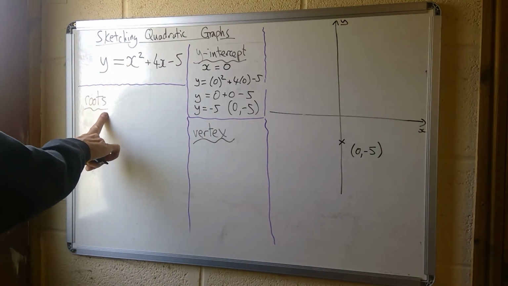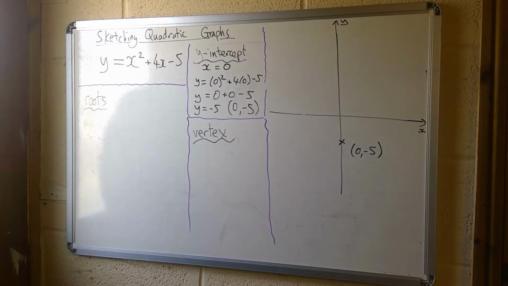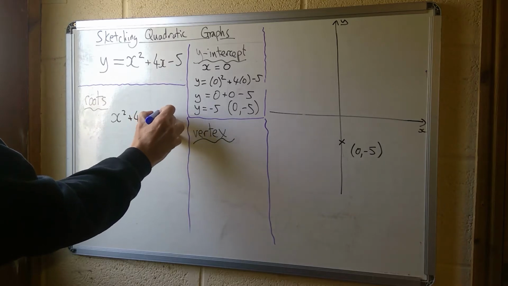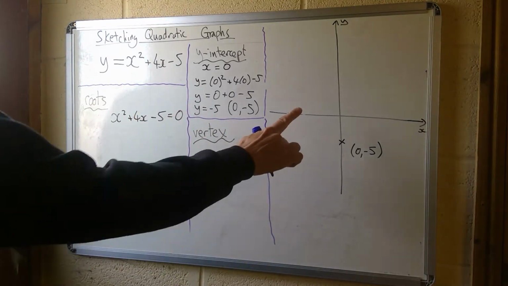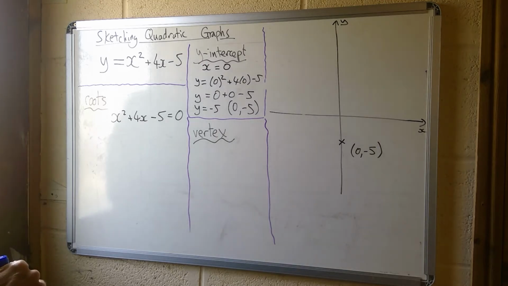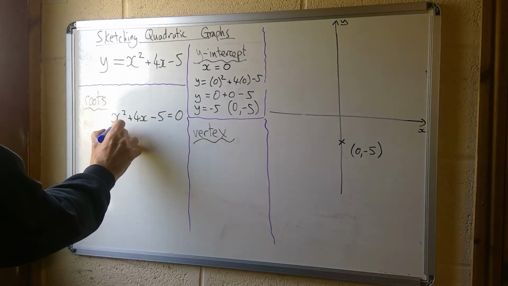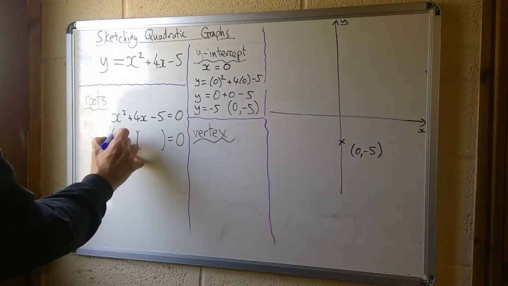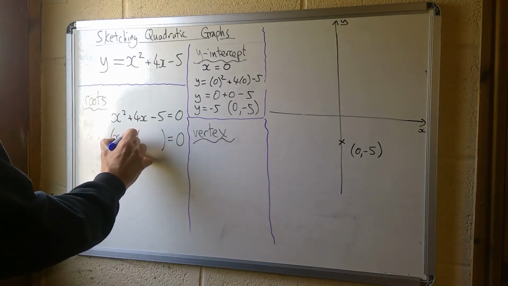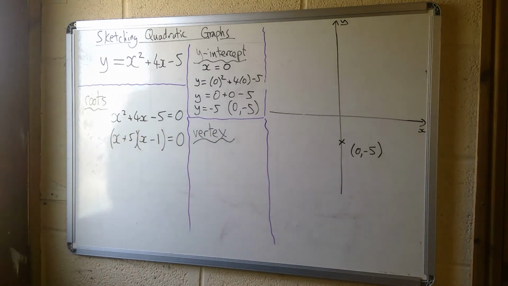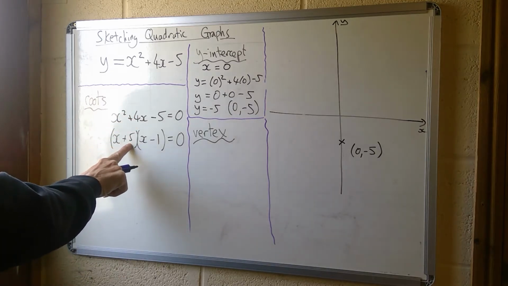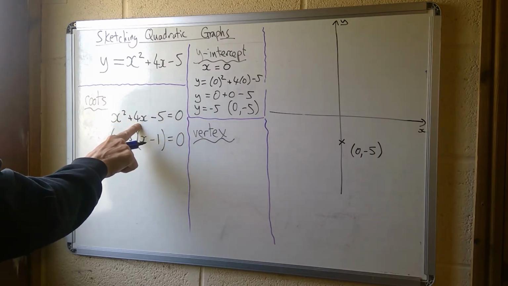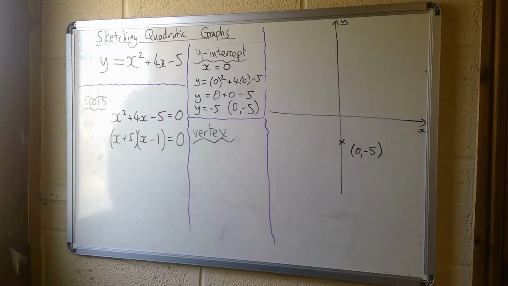To find the roots, I need to solve the quadratic equation. So I make it equal to 0. The roots, just to remind you, are where the quadratic graph crosses the x-axis, and there are usually 2. I'm going to try and solve this by factorizing into double brackets. This is a skill you'll need to know how to do. And this one is x plus 5 and x minus 1 in the brackets, because 5 and negative 1 multiply to make negative 5 and add together to make the coefficient of x here, 4.